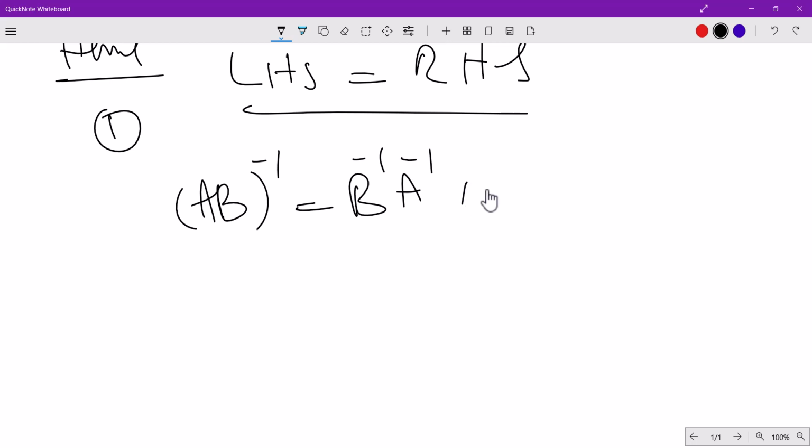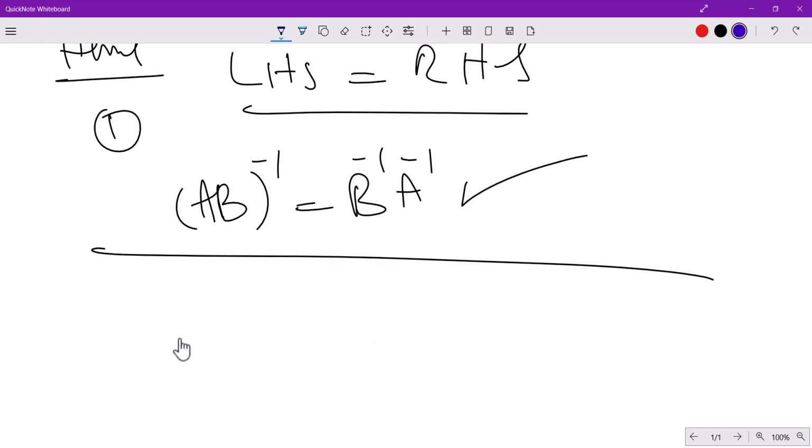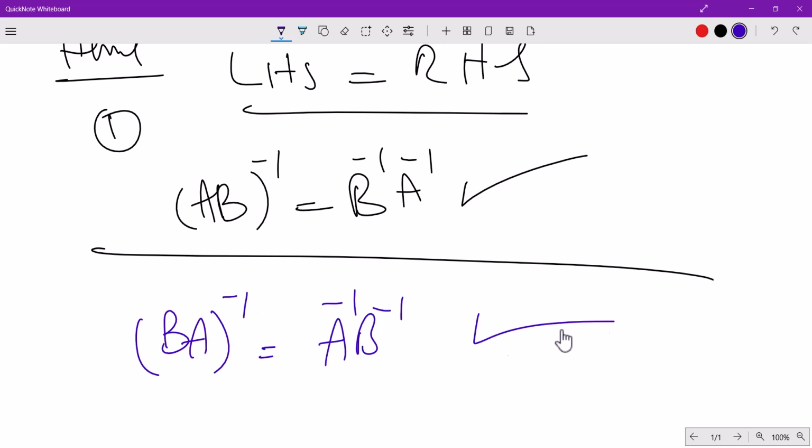Now the second part: (BA) inverse is equal to A inverse and B inverse. That also we find by applying the same procedure.